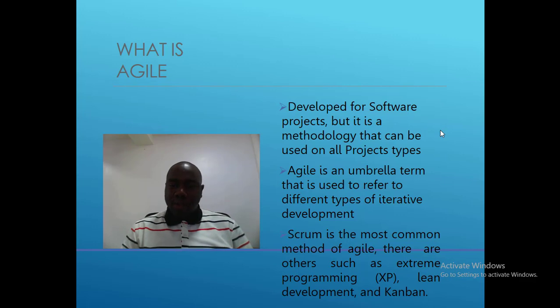And Scrum is the most common type of Agile. There are other types of Agile project methodology. We have extreme programming, we have lean development, we have Kanban.